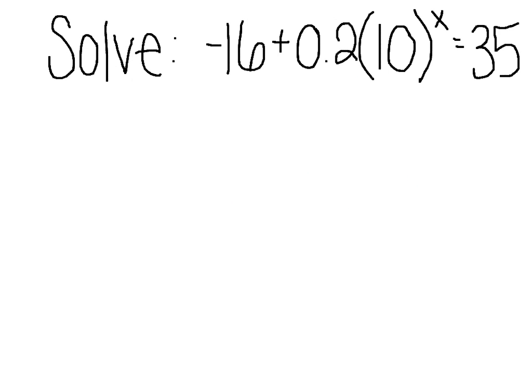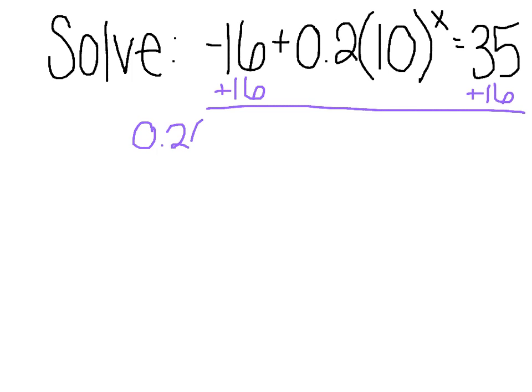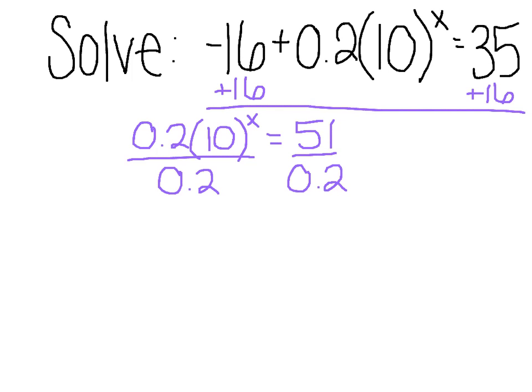Looking at one more example, I want you to pause the video and try this on your own. All right, the first thing you should have done was add 16. And that leaves us with 0.2 times 10 to the x power equals 51. After that, you should have divided by 0.2 and gotten 10 to the x equals 255.